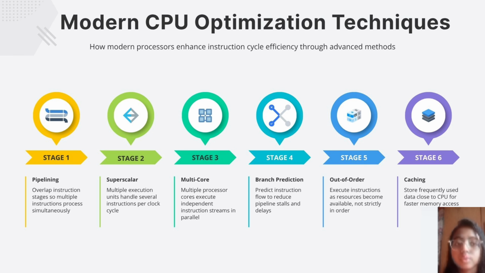Third is multi-core, where multiple processor cores execute independent instruction streams in parallel. Fourth is branch prediction, which predicts instruction flow to reduce pipeline stalls and delays. Out of order executes instructions as resources become available, not strictly in order. And last but not least, number 6, caching, which stores frequently used data close to the CPU for faster memory access.